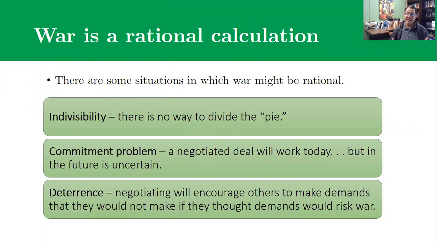One of those is indivisibility, right? If you think about the benefits that states are fighting over as a pie, normally you'd want to be able to negotiate and divide the pie in half, and each side can take their half, or maybe one side gets a bigger half, I don't know. But if there's no way to actually divide up the benefits, divide up the spoils, divide up the pie, then you might find yourself in a situation where your choices are between fighting and getting everything or acquiescing and letting the whole pie go to somebody else.